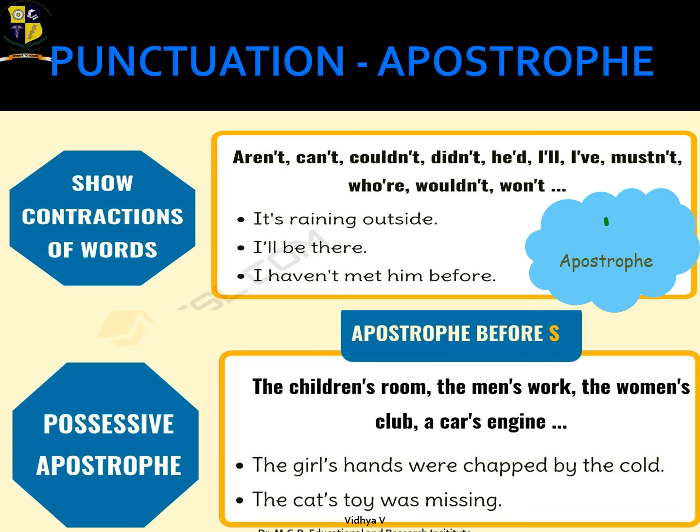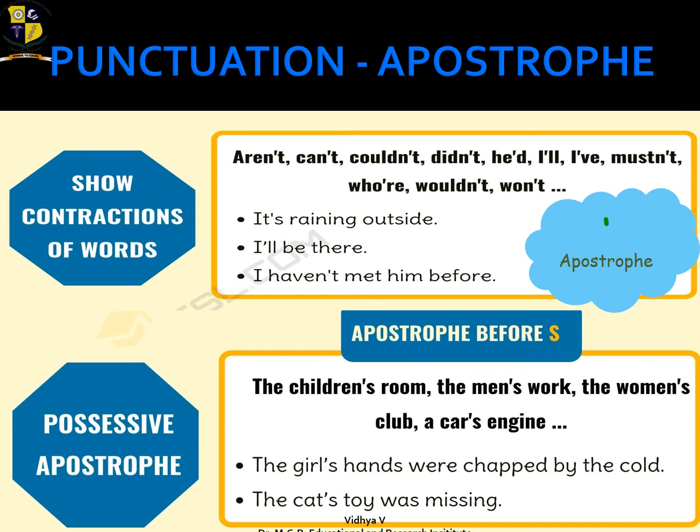For example, it's raining outside. Instead of writing it is, you can put it into one word by using an apostrophe. I will be there. You can combine I and will as I'll. And then, I haven't met him before. So I have not can be written as I haven't. So this is contraction of words.